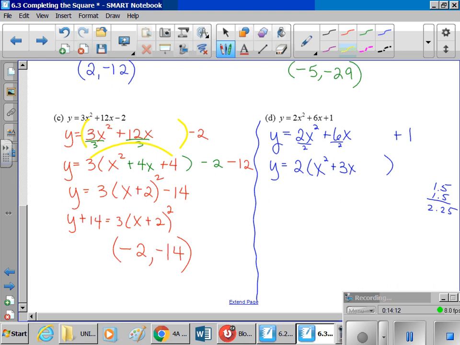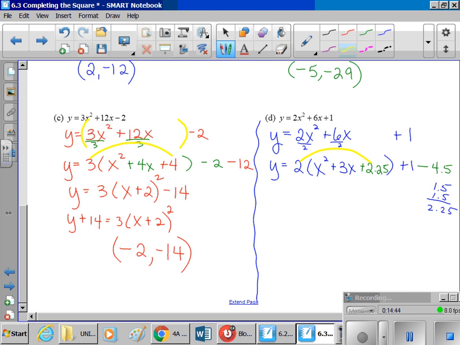So we're going to add 2.25 here. Now remember, we still have that plus 1 here, but we have to do 2 times 2.25 and subtract that out. So you have to remember to subtract 2 times 2.25, which is 4.5. 2.25 plus 2.25 is the same thing as multiplying by 2.